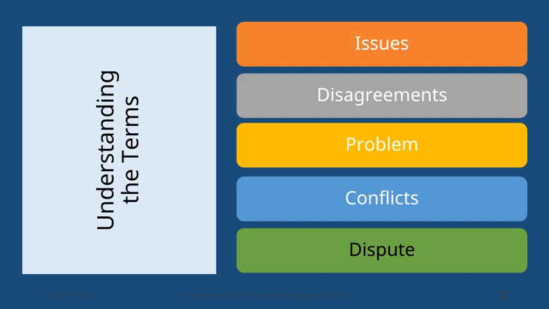Differences. Issues are general topics or matters that need attention but do not necessarily imply a negative situation. Disagreements involve differing opinions or views but are not inherently severe and can often be resolved through communication. Problems are specific negative situations that need solutions and impact progress or well-being. Conflicts are intense and prolonged, often involving deeper issues and requiring significant effort to resolve. Disputes are formal disagreements or arguments, often involving legal or official proceedings, and are more structured than conflicts.